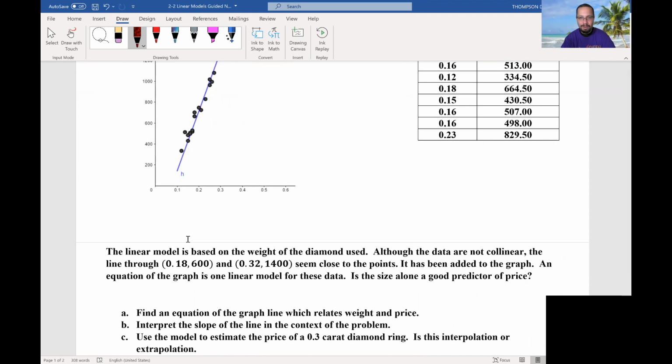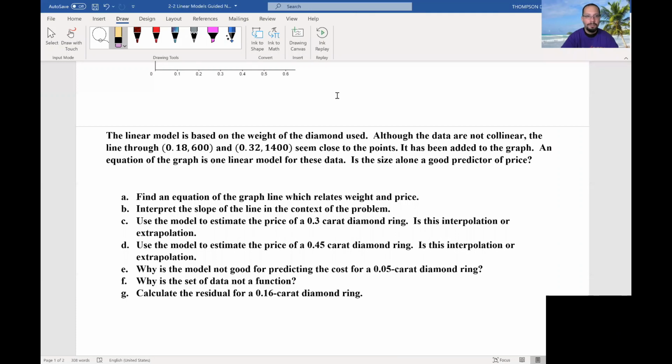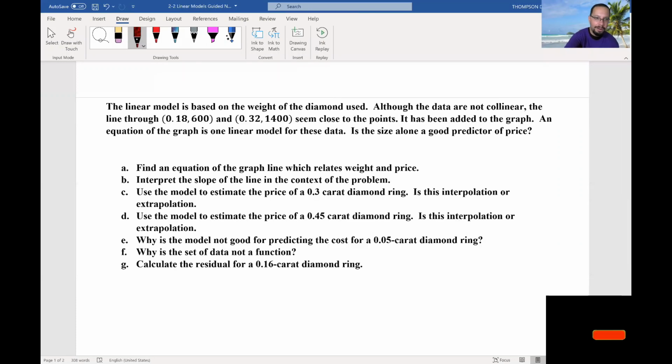Although the data are not collinear, the line through (0.18, 600) and (0.32, 1400) seems close to the points. It has been added to the graph. An equation of the line is one linear model for these data. Is the size alone a good predictor of price? For part A, we'll find an equation of a graph line which relates weight and price. So first, we need to find our slope.